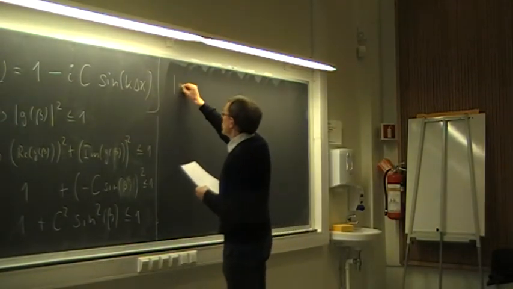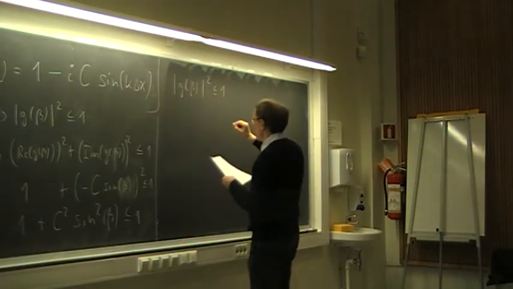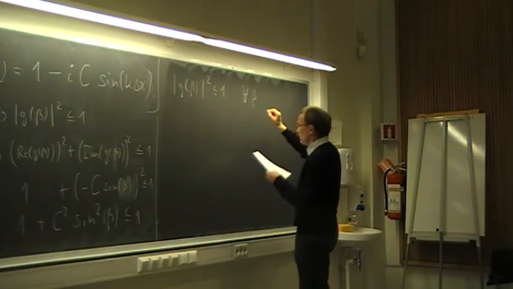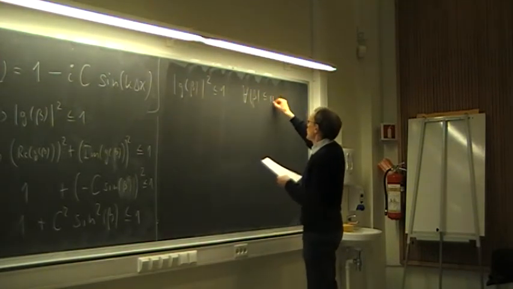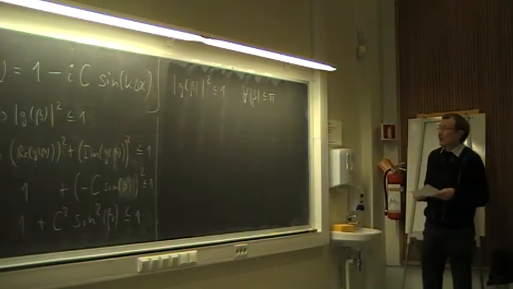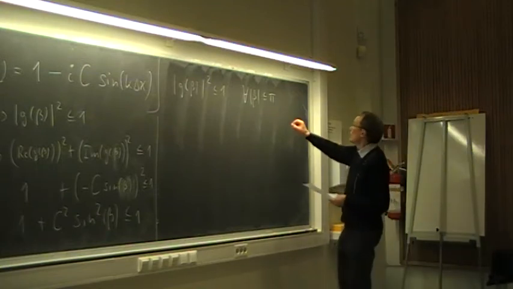So that means g of beta squared is smaller or equal to 1 for all beta that are interesting for us. They are smaller or equal to pi. So pi, we argued, is the largest wave number for the pi mode.